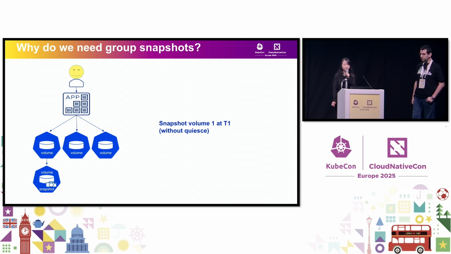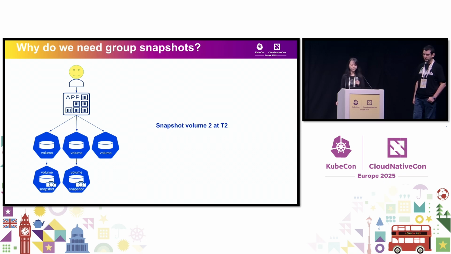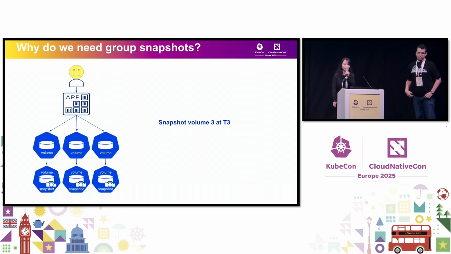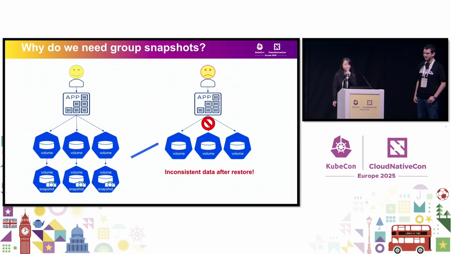Without application quiesce, you take a snapshot of the first volume at time 1. Then you take a snapshot of the second volume at time 2. Then you take a snapshot of the third volume at time 3. Now you try to clone the same application to a different namespace, or maybe your original application is corrupted somehow. You are trying to restore your application back from those snapshots. Now after restore, you may run into problems because the snapshots were taken at different times and you get inconsistent data.